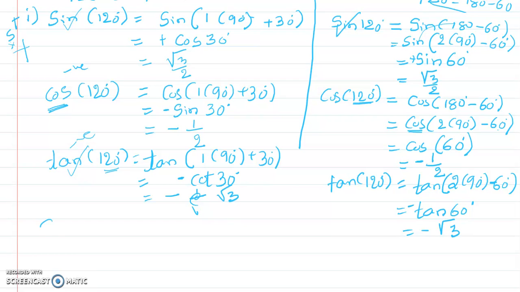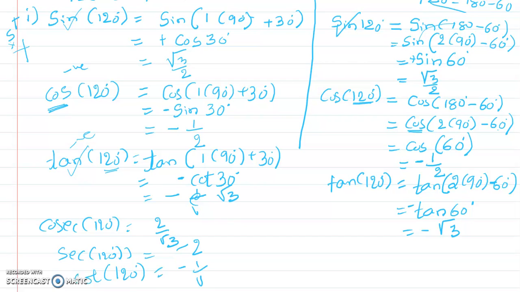Similarly, cosec 120 degree will be 2 by root 3. Sec 120 degree is the reciprocal of minus 1 by 2. It is minus 2. Cot of 120 degree will be minus 1 by root 3. I hope you have understood. In the next video, we shall see some more examples.